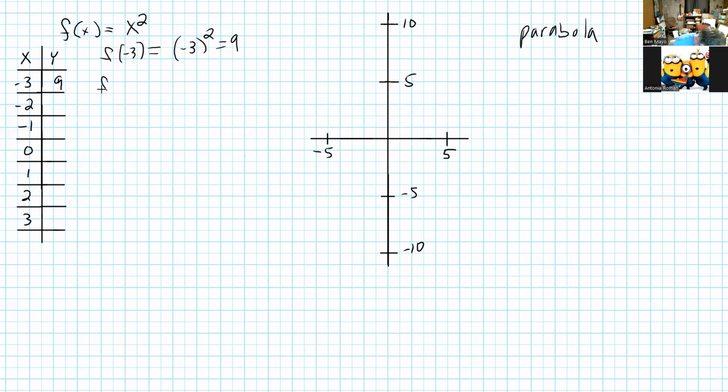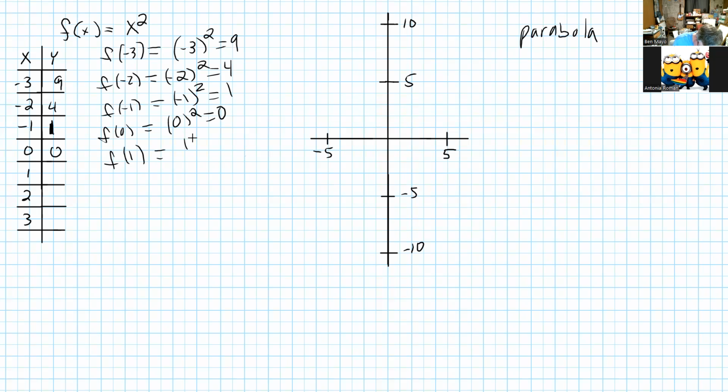Yes. Okay. f of -2 is going to be -2 squared, which is a +4. f of -1 is going to be -1, the quantity squared, which is a +1. f of 0 is going to be 0 squared, which is 0. f of 1 is 1 squared, which is 1. f of 2 is 2 squared, which is 4. And f of 3 is 3 squared, which is 9. All right. Let's plot these points.